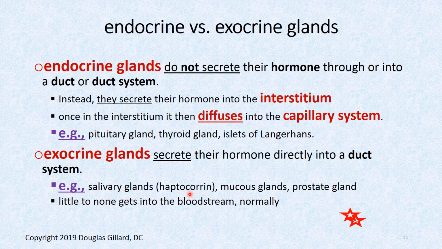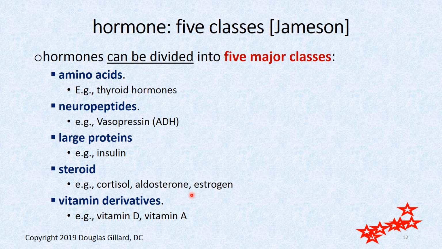Ready? Let's see. The ducts drain the duct, like the parotid gland, drains haptocorrin right into the bolus of food you're chewing up. So it doesn't go into the bloodstream and do anything. It's not a hormone. Okay, there are 5 classes of hormones.